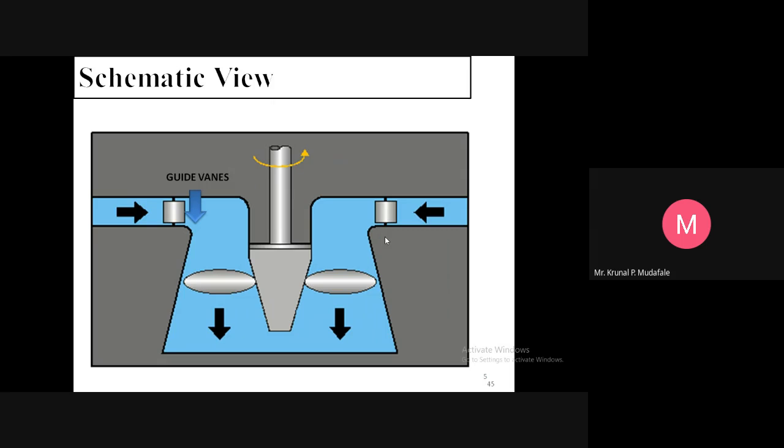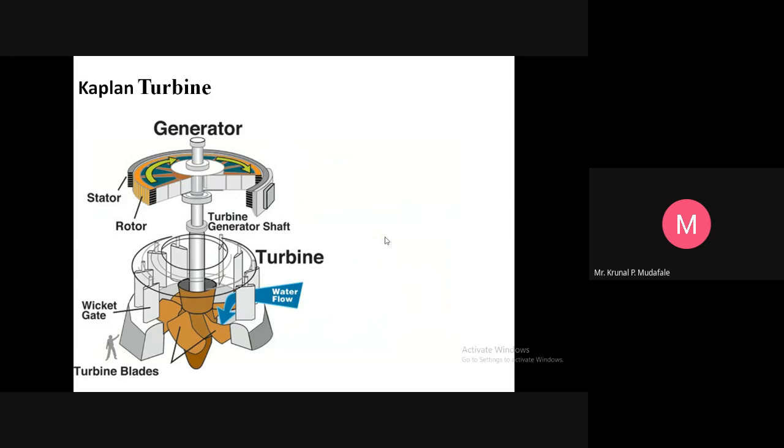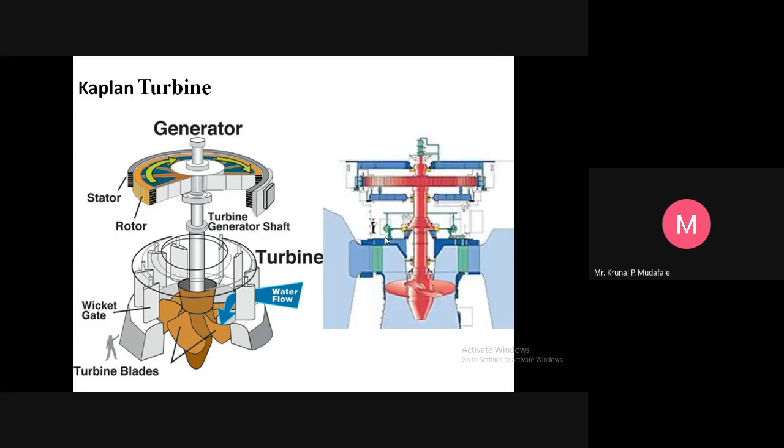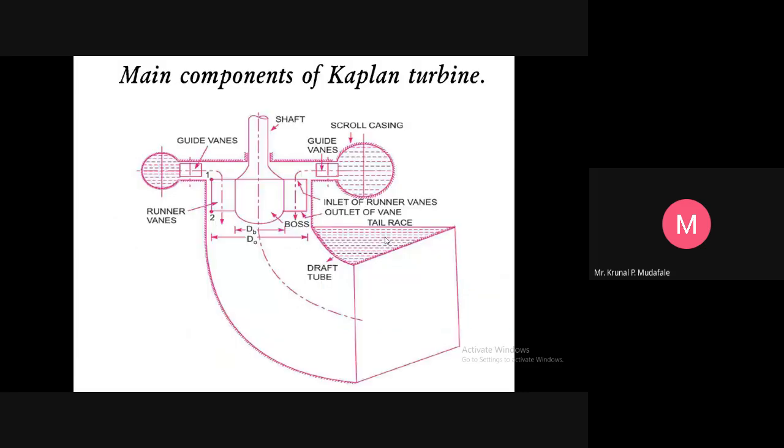First of all, the water will pass to the guide vanes, and after that the moving vanes are available at the shaft of the rotor, called the hub or the boss. Then, in the third diagram, you can clearly see the Kaplan turbine where the generator is used to generate electricity, where the rotor and the stator are available, with the help of the turbine generator shaft, which generates the electricity. The water flows to the turbine blades along the axis of the shaft. So this is the diagram, and this is the main component of the Kaplan turbine again.